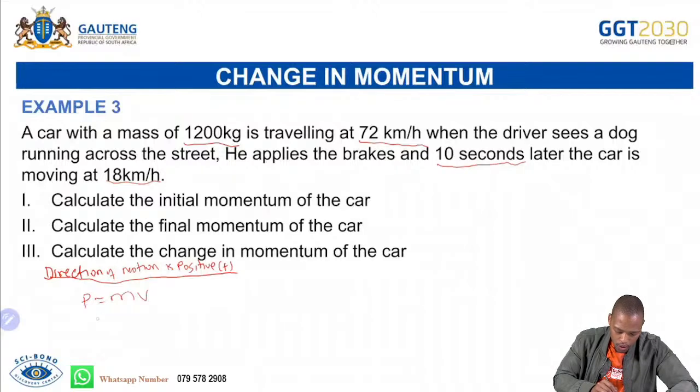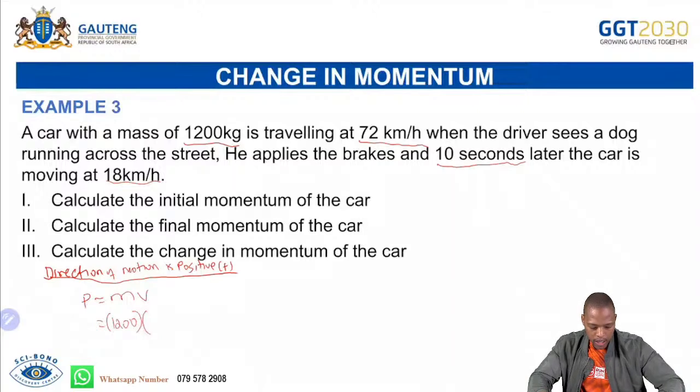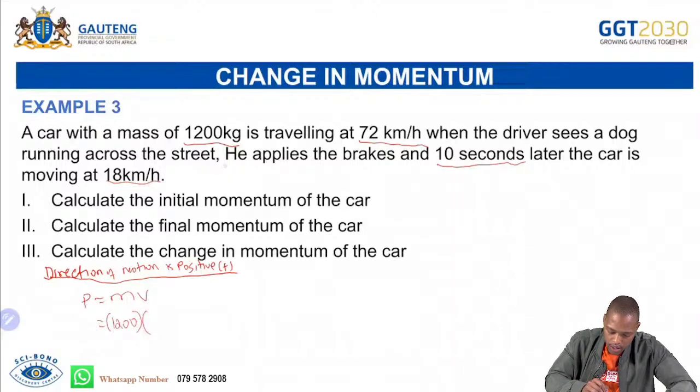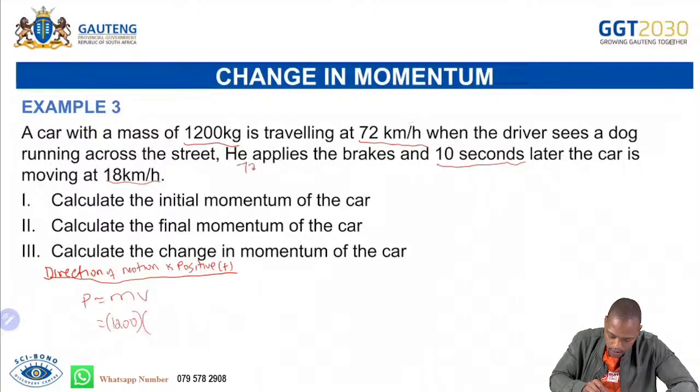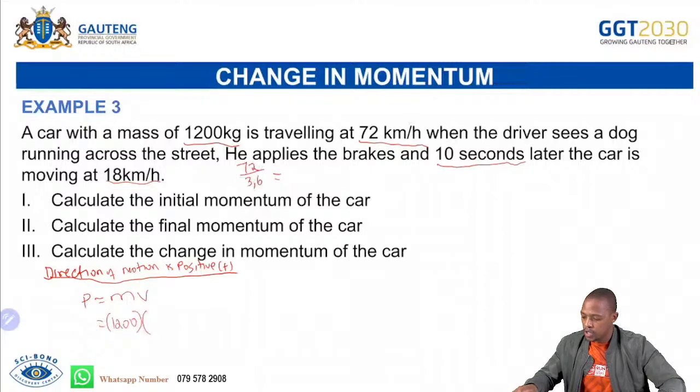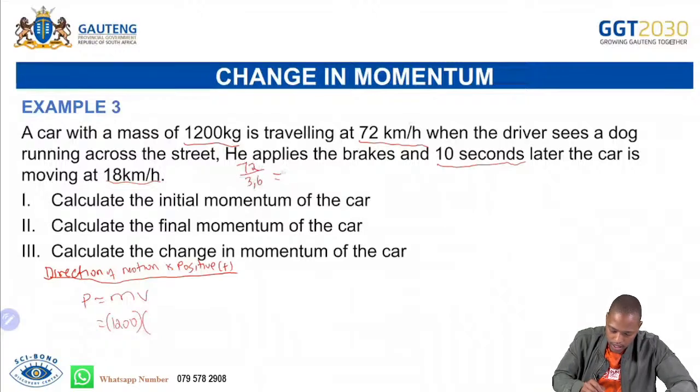All right, so the mass of the car is 1200. The velocity of the car, if you see again, is given as 72 kilometers per hour. So I have to convert it and say 72 divided by 3.6. I'm taking a shortcut, it's the easiest, 3.6. I will find that this is 20 meters per second. So here for velocity, I will substitute 20 meters per second.